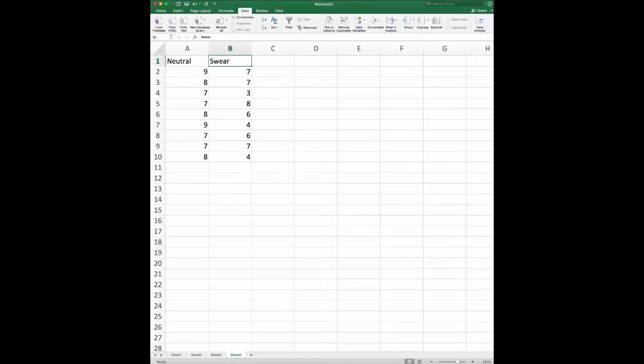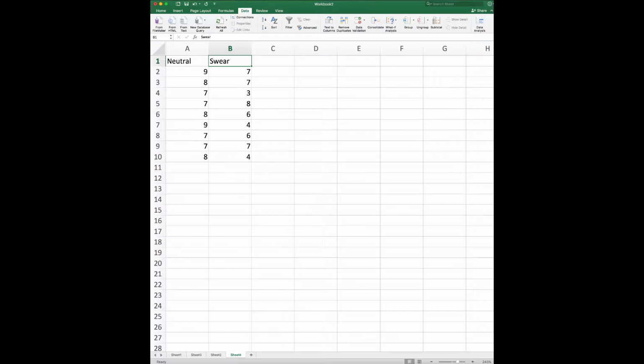We have a data set with 9 patients, each who were asked to rate their scale of pain from 1 to 10. The nurse came in and asked them to say neutral words and rate their pain, and then later came in and asked them to say swear words and rate their pain, to see if there was a relationship between what the patient was saying and their pain rating.